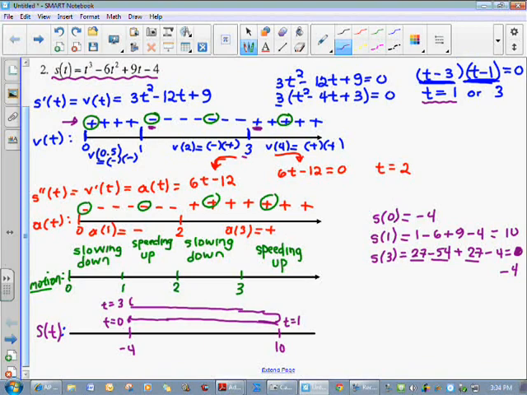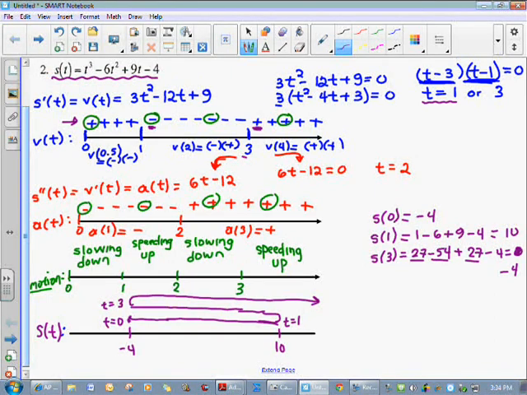And now I know exactly how far to take it. I'm going to take it as far as my number line will let me, because forever and ever after time 3, I'm moving to the right. And that would complete the analysis of this particle's motion.